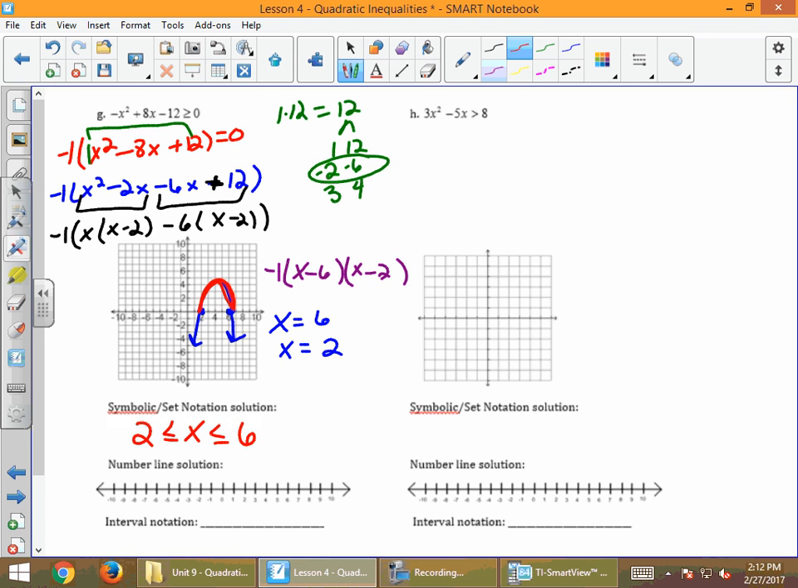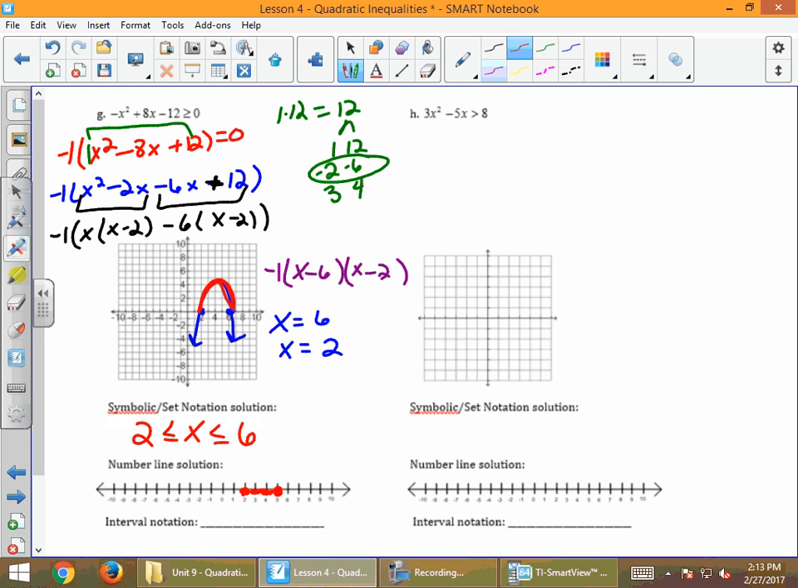Now we're going to go ahead and graph. So what kind of dots are we putting up at 2 and 6? Closed. Lines underneath, so we want nice closed dots. And are we going to connect them or use arrows in opposite directions? Connect.